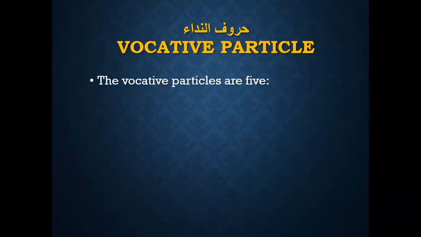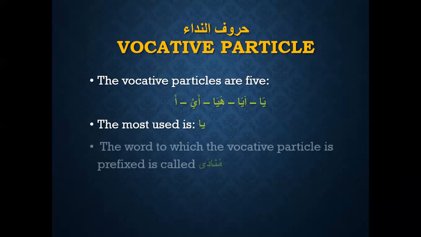So we were discussing the vocative particle and we revised that this is the way you call upon someone. The particles are ya, aya, haya, ay, and a. Ya is most commonly used, and the sound or the letter that you pronounce, or the particle that you pronounce, saying ya or ay, aya, these are called harfun nida, hurufun nida is plural. The particles of calling upon someone, to call someone.